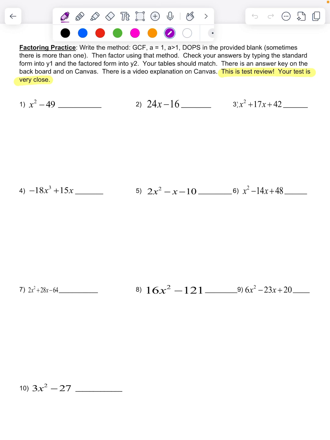All right, so I've said this before in this unit, factoring is the most important thing that you're going to learn this whole entire school year. So please just make sure you're following along to any of these descriptions if you're confused on anything. All right, so for the first one, x squared minus 49.